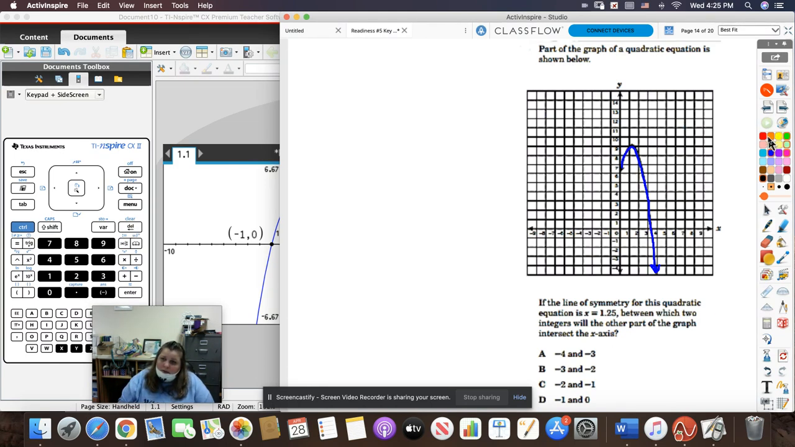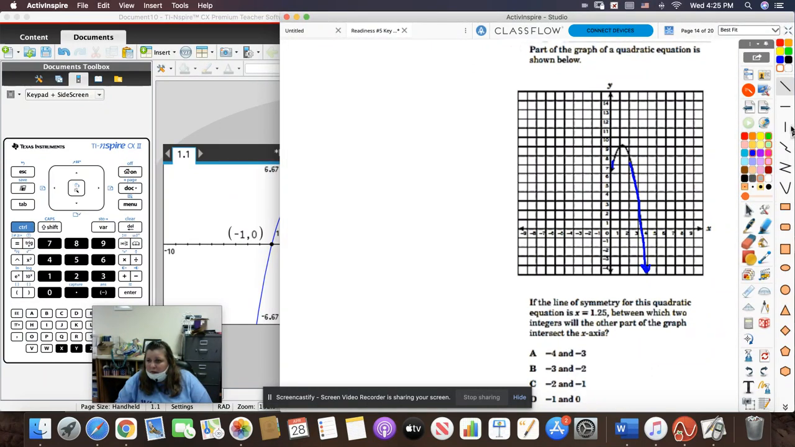And another key feature of a parabola is the line of symmetry. Okay, and if I look here, this line of symmetry, actually I want to delete this so I get a better look at where the line of symmetry is. The line of symmetry looks like it goes about right here. So remember, the line of symmetry is a line you can cut it in half and it's exactly the same on both sides.